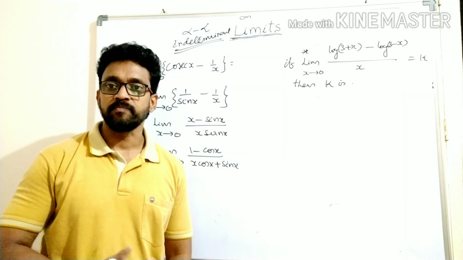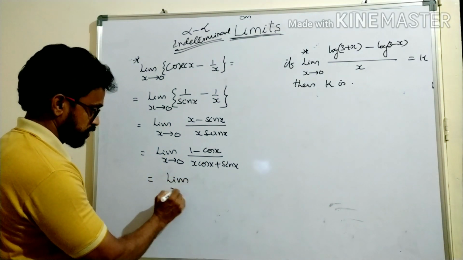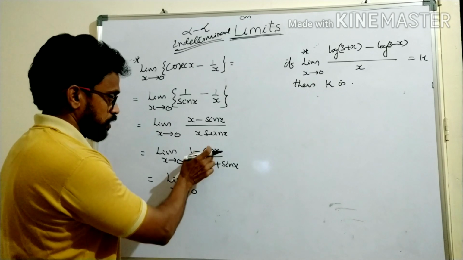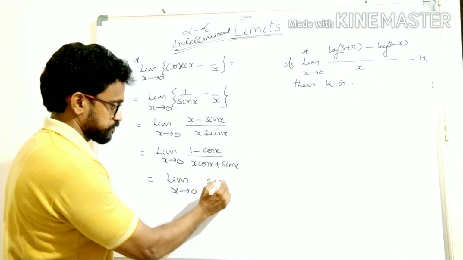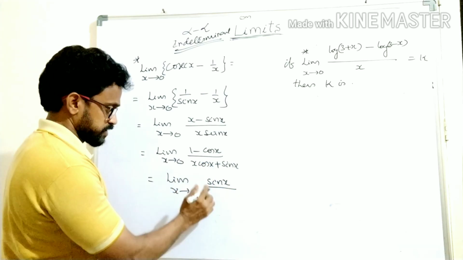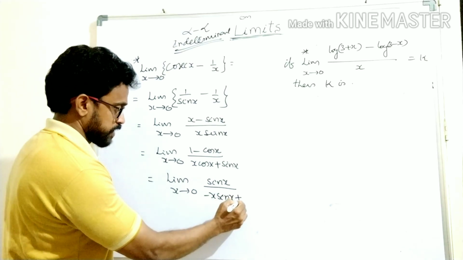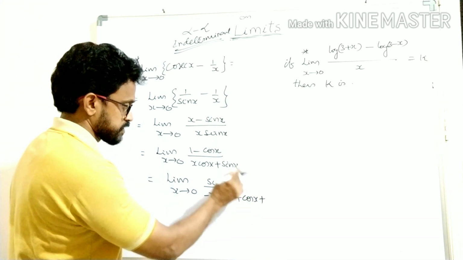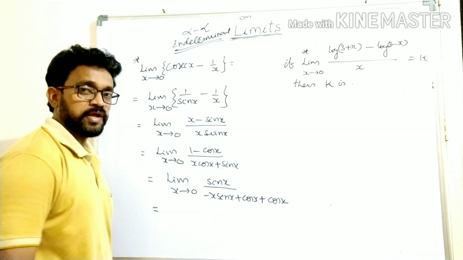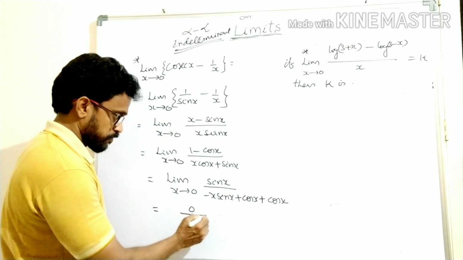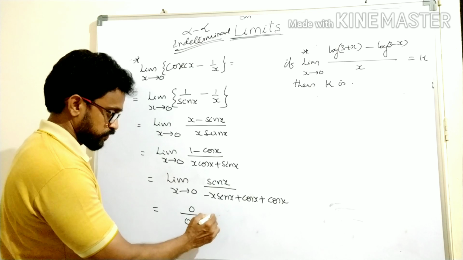That's why one more time we should differentiate. So limit x tends to 0: the derivative of 1 minus cos x is sin x, divided by the derivative of x cos x plus sin x, which is minus x sin x plus cos x plus the derivative of sin x, cos x. Now replace x by 0. What happens? sin 0 is 0, and in the denominator, very clear, cos 0 is 1 and this is 1, so finally the answer is 0.